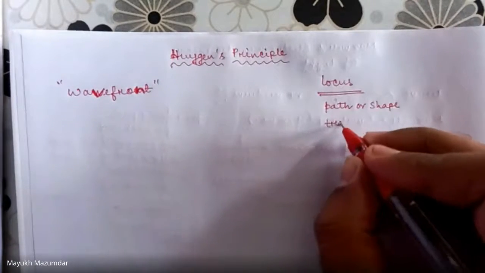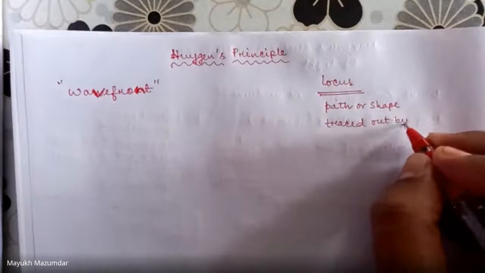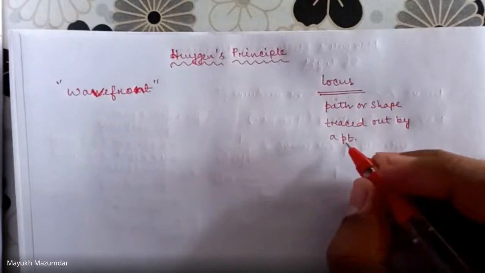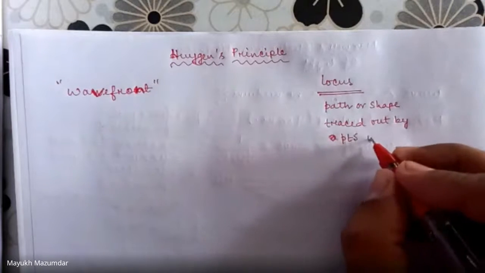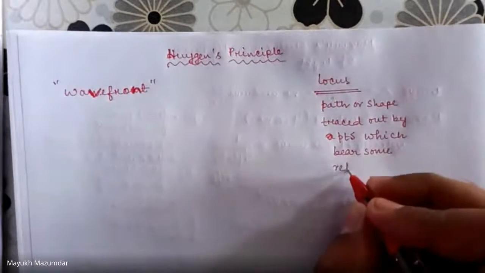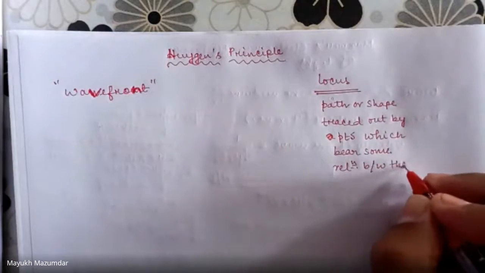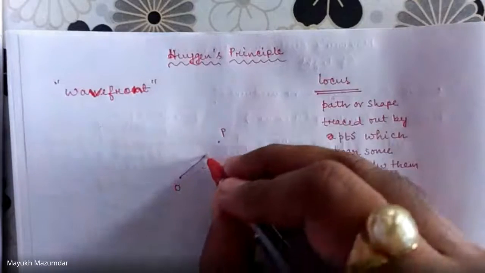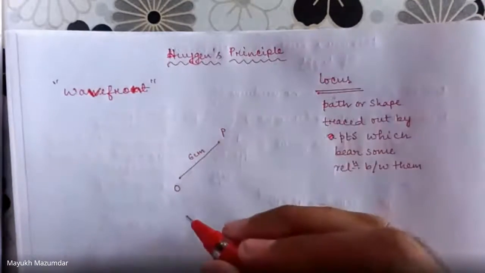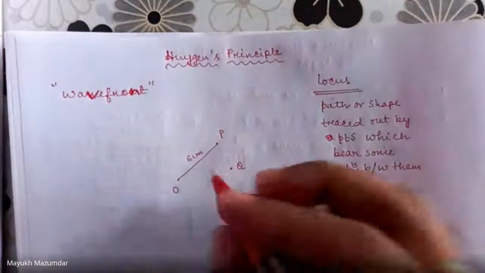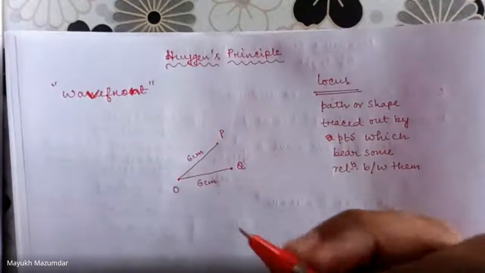Okay, which is traced out not by a point, but by points which bear some relation between them. Suppose I have a fixed point here. I am calling it O. I am drawing a point P, which is at a distance, say 6 centimeter from O. Now I am drawing another point here Q, which is also at 6 centimeter from O.